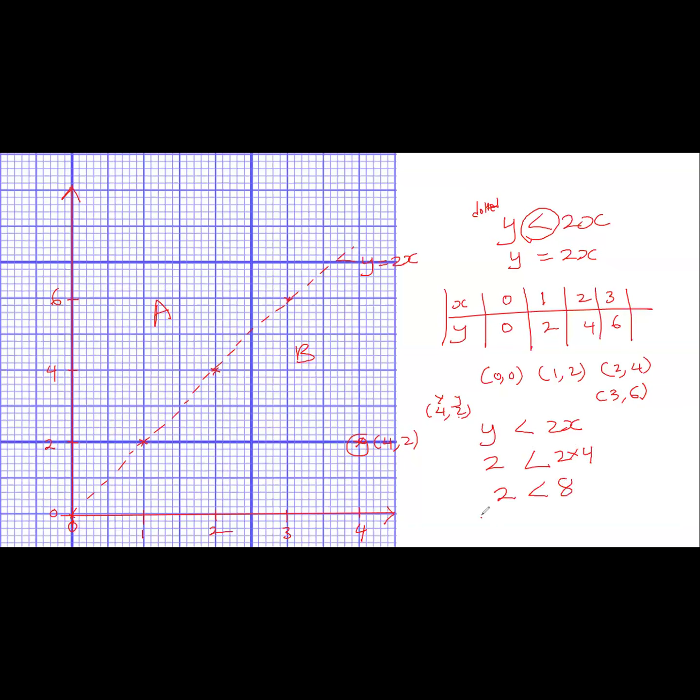Then I ask myself, does the inequality make sense? Is 2 less than 8? Yes, it makes sense. Now, that is the wanted region, meaning you are going to shade the other region where you have not picked the point. So I shade like that, like that, like that. So that is how we shade.